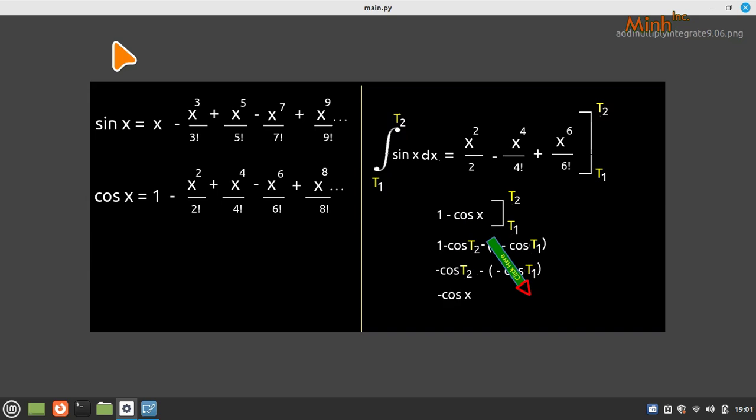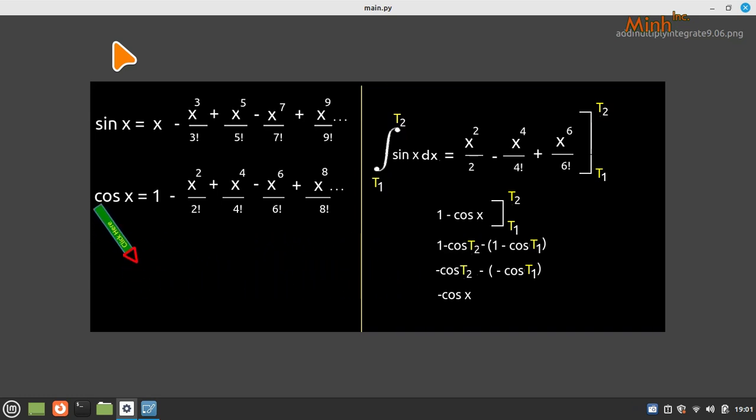This leads to minus cos x. If it is minus cos x, then from t1 to t2 it would be minus cos t2 plus cos t1. Okay. So finally, the integration of sin x is minus cos x. Now what is the integration of cos x?